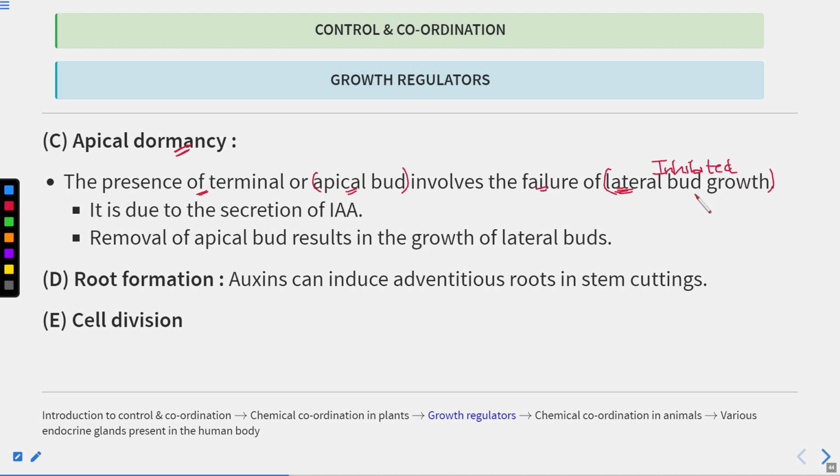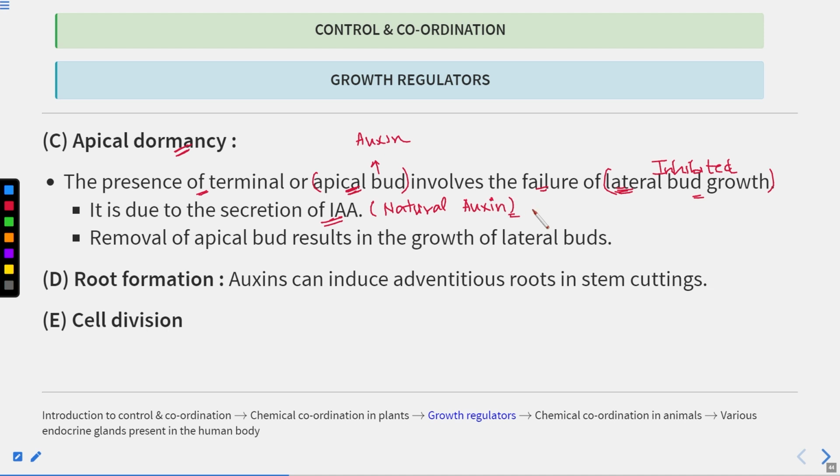Inhibition of the lateral growth is known as apical dormancy, and it is due to the secretion of auxin hormones such as indole acetic acid. These apical buds synthesize the auxins. And what kind of auxin? Indole acetic acid. IAA is indole acetic acid, and it is a natural auxin. Auxins can be natural as well as synthetic, but IAA is a natural auxin.